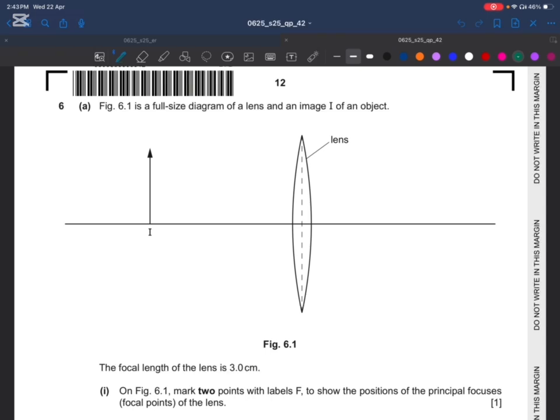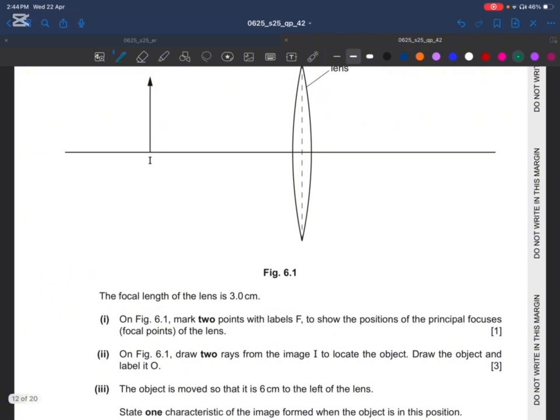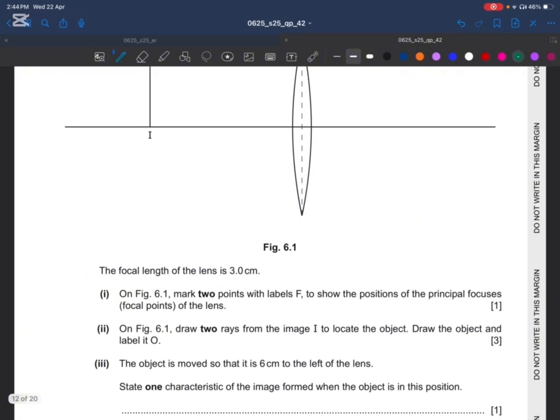Figure 6.1 is a full-size diagram of a lens and an image of an object. So here they are starting from the image, not from the object. The full-size image is given over here on the left side. The focal length of the lens is 3 centimeter. So if you consider somewhere here, 3 centimeter you have, and this distance obviously will be 3 centimeter. On the other side the same distance, and you will have the principal focus on the other side as well.